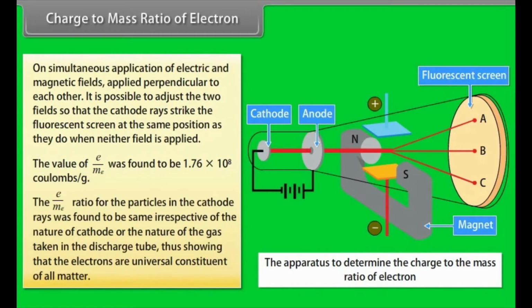The e/m ratio for the particles in the cathode rays was found to be the same irrespective of the nature of the cathode or the nature of the gas taken in the discharge tube, thus showing that the electrons are a universal constituent of all matter.